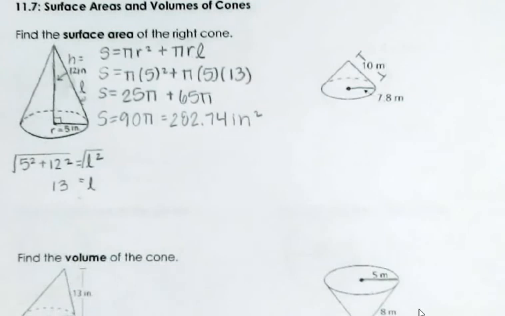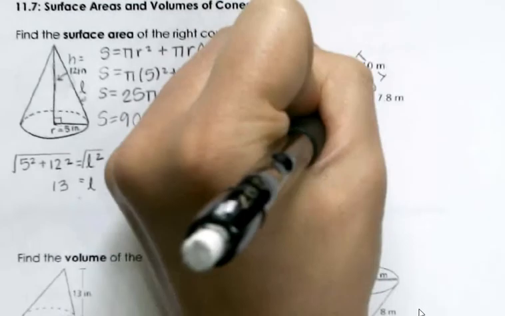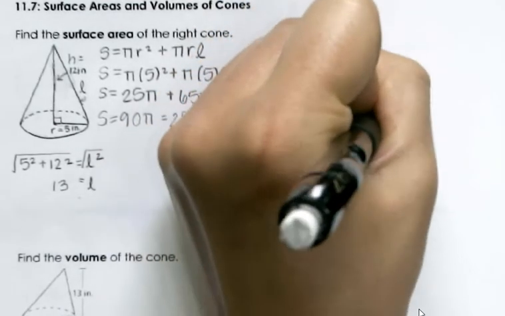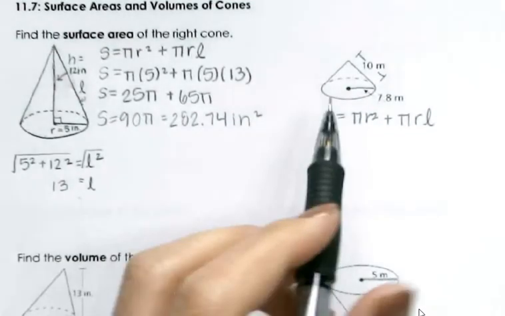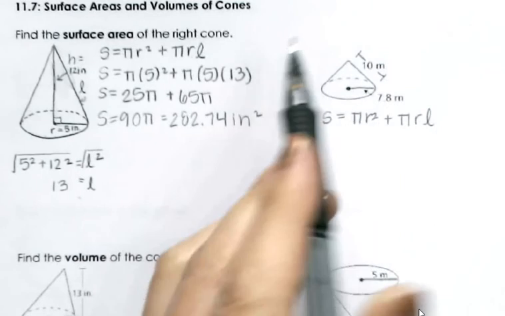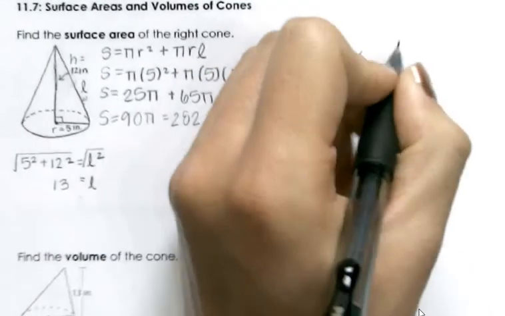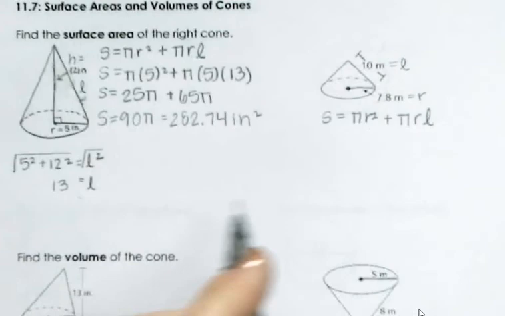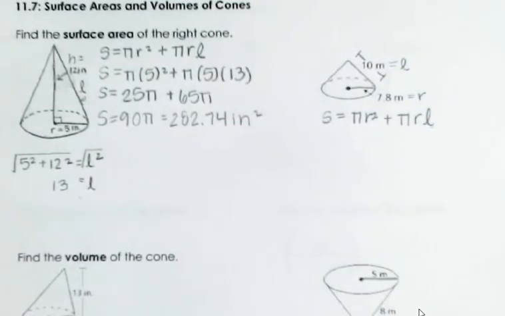Alright, this next one, again, we're trying to find the surface area, so we'd be using the same equation. So we have S is equal to pi r squared plus pi r L. So let's label what we have. 7.8, that's the radius, and 10, that's the lateral length L. So we actually have r and we have L, so we don't need to do anything extra to find h, because h isn't necessary when we're finding the surface area. It is when we find the volume, but not for surface area, so we're good to go.